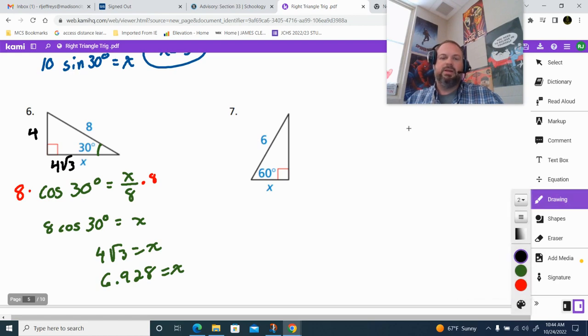So this one, here's our angle. We have another adjacent, so we got another cosine. This is our adjacent, or this.